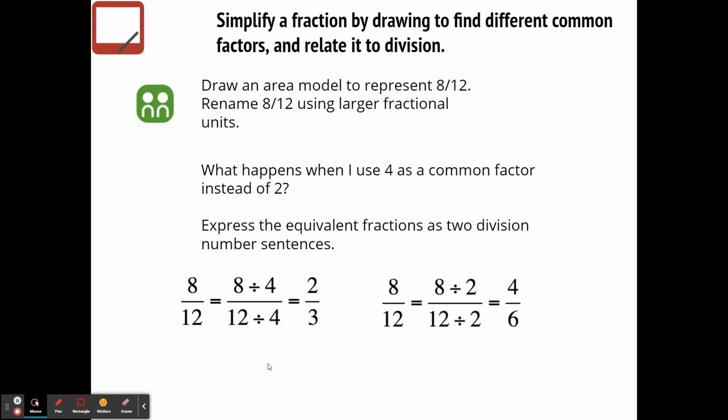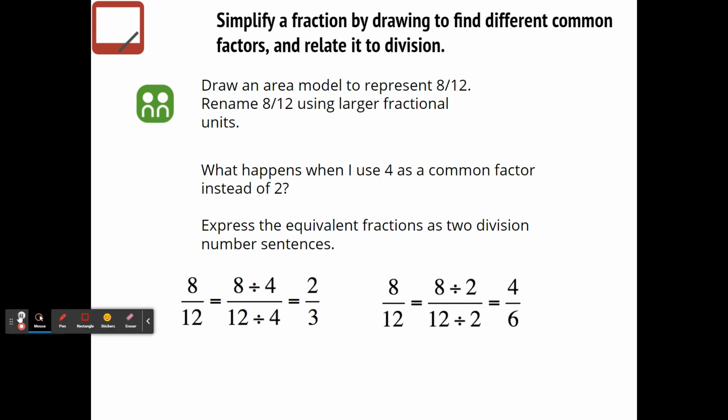And then we have 2 as a common factor. Now, in quizzes, you're going to have 2 questions about these. Pay very close attention. I want you to tell me what happens when we used 4 as a common factor and what happened when we used 2 as a common factor. What was the difference? Okay. So go ahead and go with your quizzes, answer the questions in there, and then we'll have a problem set to do.